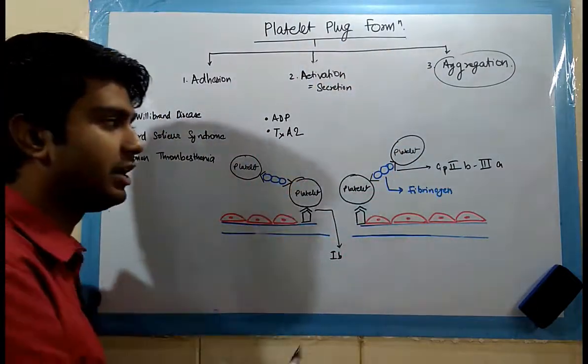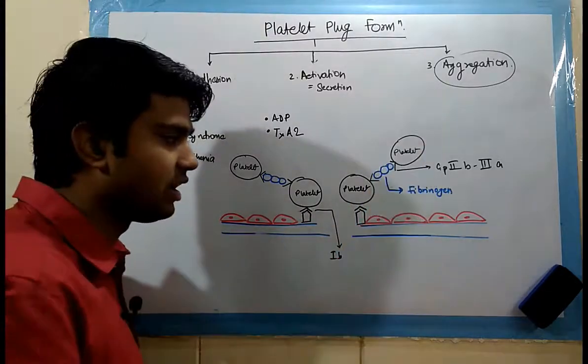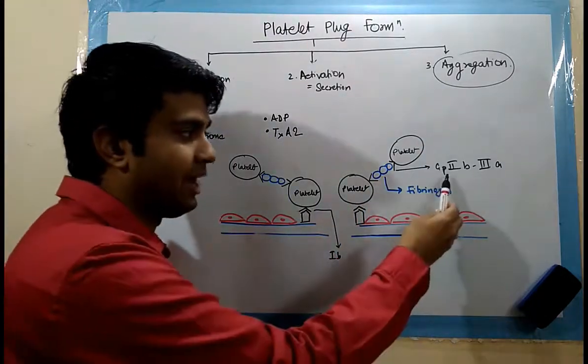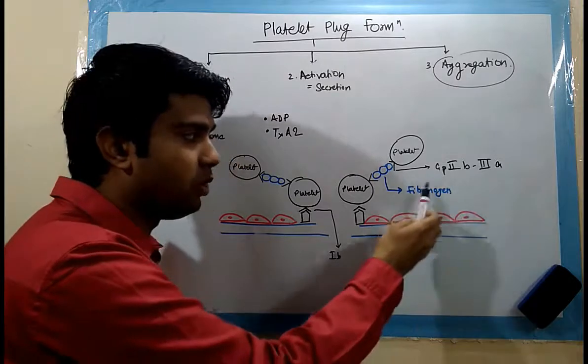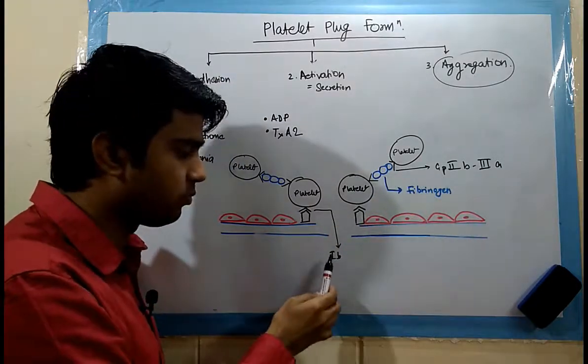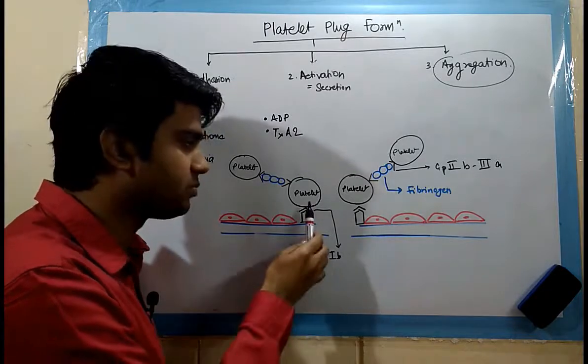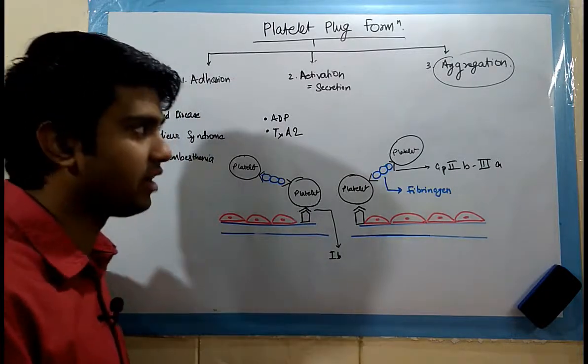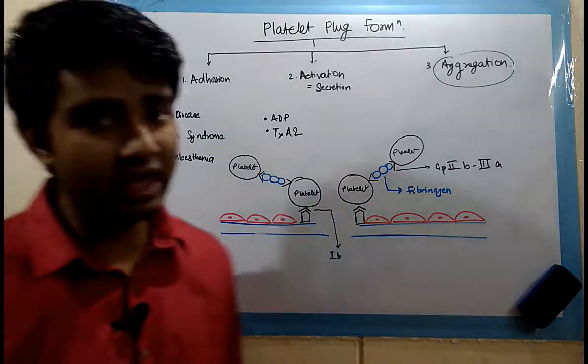And thromboxane A2 does the same thing and amplifies it. Just remember the difference between the glycoprotein 2b3a receptor, which helps platelets to bind to fibrinogen, and the glycoprotein 1b receptor, which helps platelets to bind to von Willebrand factor. So this was all about aggregation.